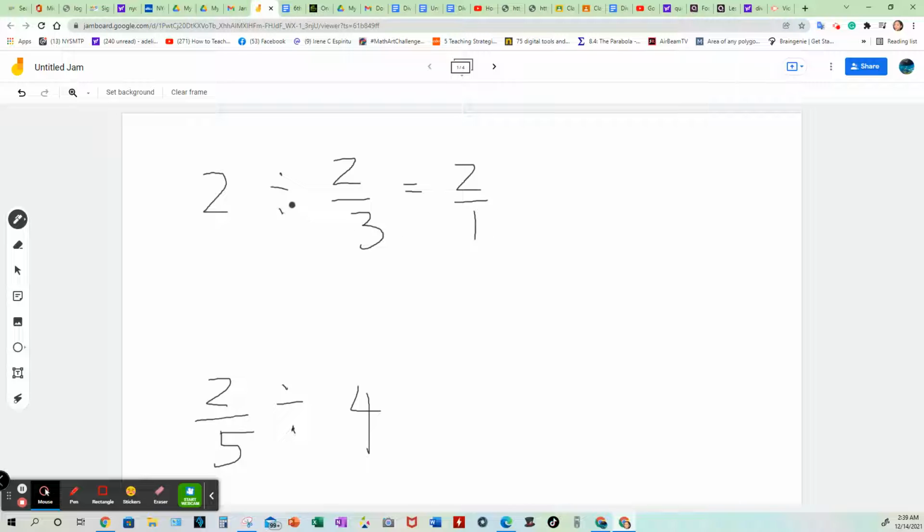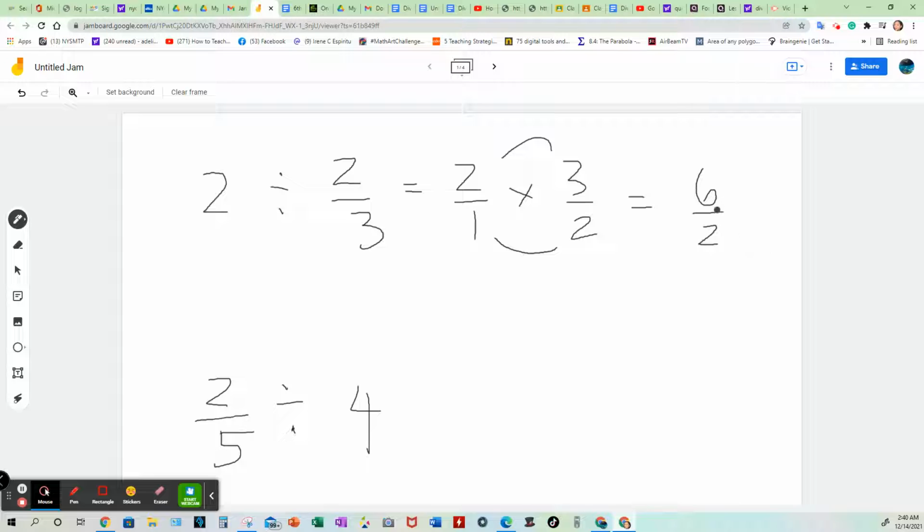And then we're going to change division to multiplication. And we write the reciprocal of 2 over 3. So we flip it, it becomes 3 over 2. And then we multiply. 2 times 3 is equal to 6. Numerator by numerator. And then denominator by denominator. 1 times 2 is equal to 2.